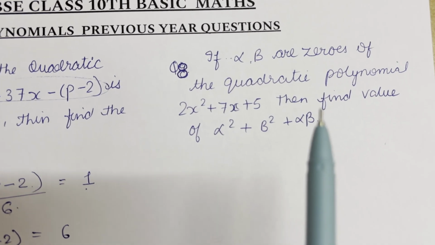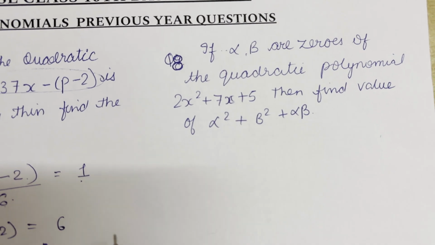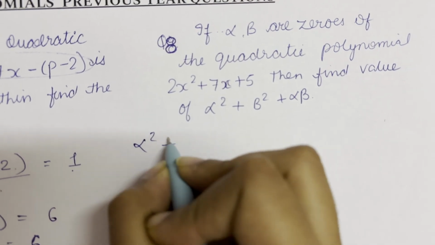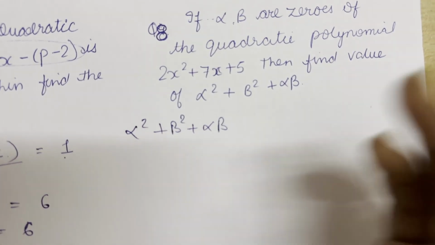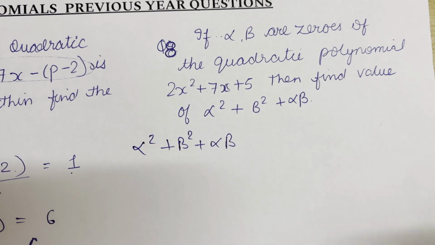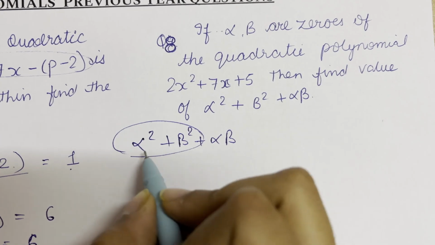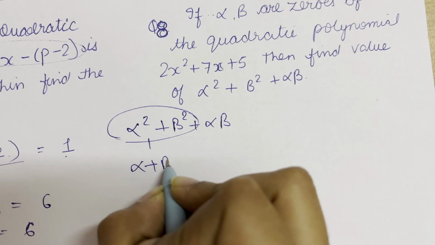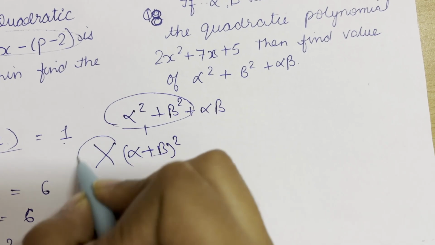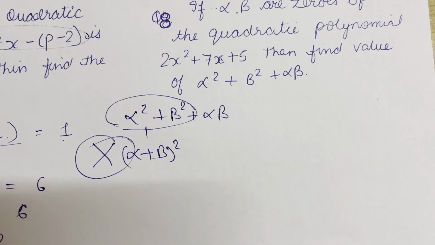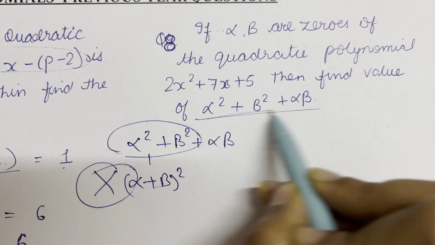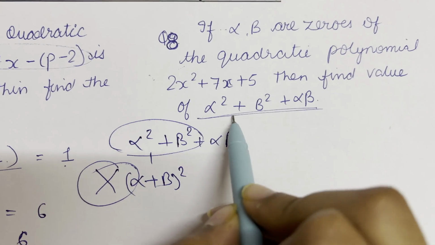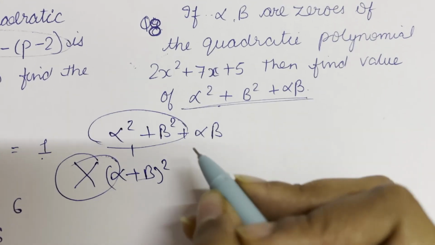So it's a good question, and some of you might even make mistakes in it. Many of you, when asked to find alpha square plus beta square plus alpha beta, will assume alpha square plus beta square equals alpha plus beta whole square, which is absolutely incorrect. How? I'll tell you. First of all, we'll simplify this equation and then we'll find the values from the quadratic polynomial and substitute them in the simplified form of this equation.